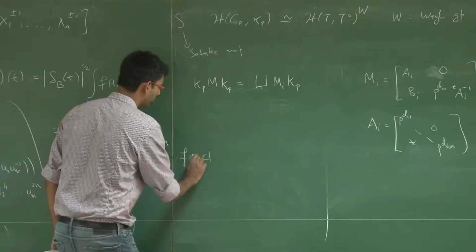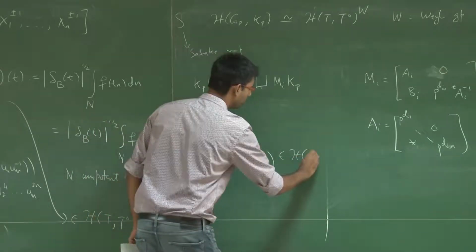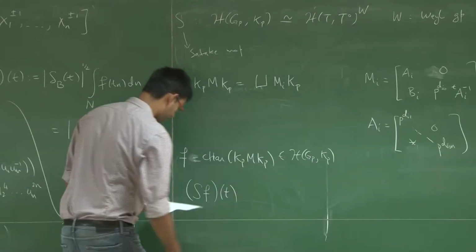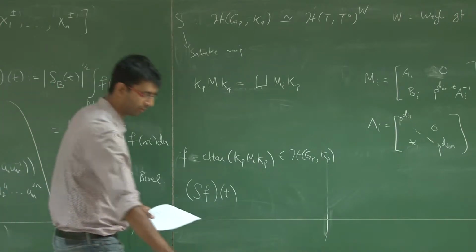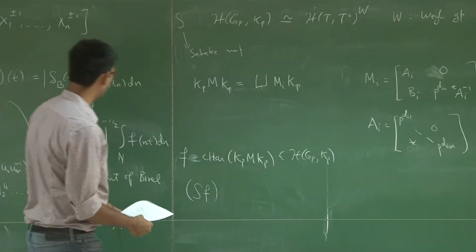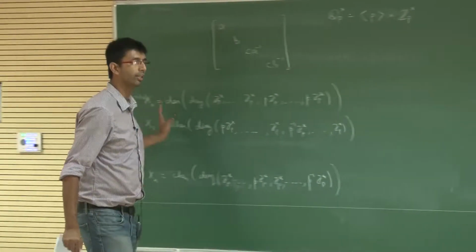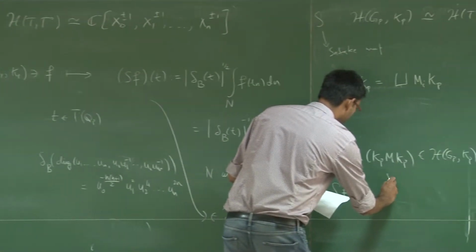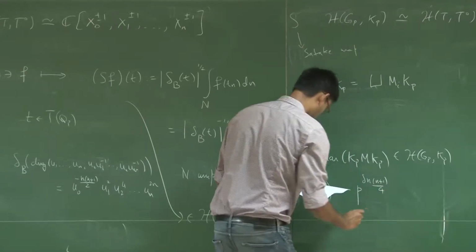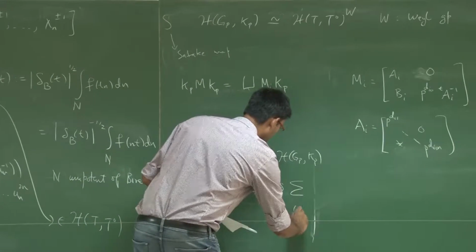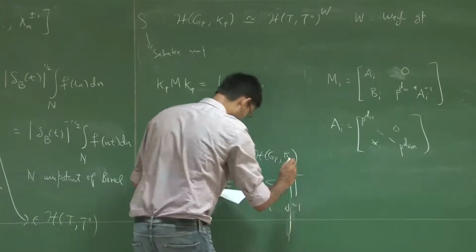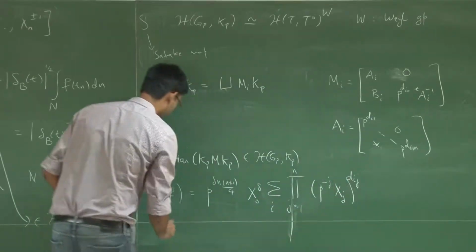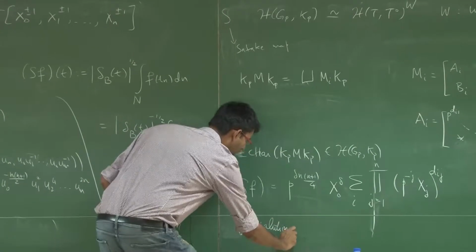So if I look at such a double coset with these kinds of coset representatives, and I choose my f to be the characteristic function of Kp m Kp, then the formula for Sf evaluated at t, or maybe I don't even need to write down the t here, because I'm going to write down Sf in terms of these generators x0 to xn, and the formula is the following: p to the delta n plus 1 by 4, x0 to the delta, summation over i, product j equals 1 to n, p to the minus j xj to the dij, where delta is the valuation of mu of n.